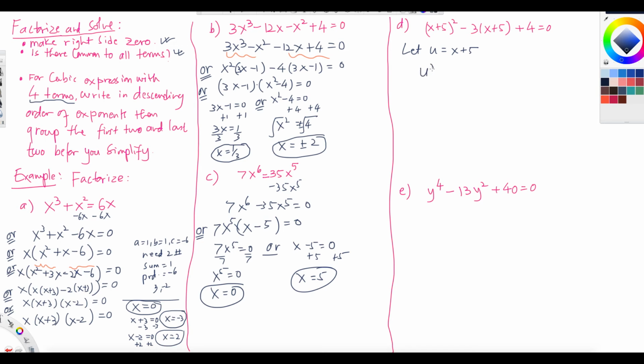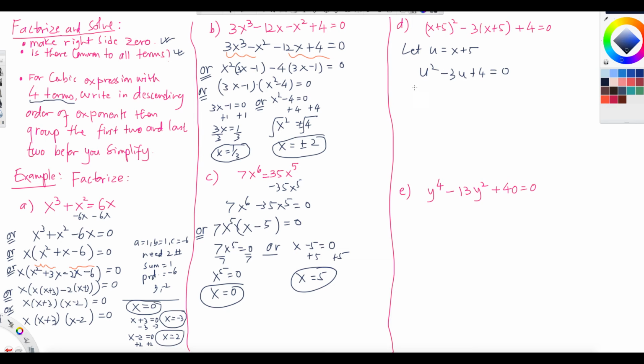You get u squared minus 3u plus 4 equals 0, right? That's what you get. Now this is an easy quadratic form. So what are the two factors? You can write the factors directly, or you can break that as finding a, b, and c, and then get the two numbers whose sum is -3 and product is 4. You can do either way.